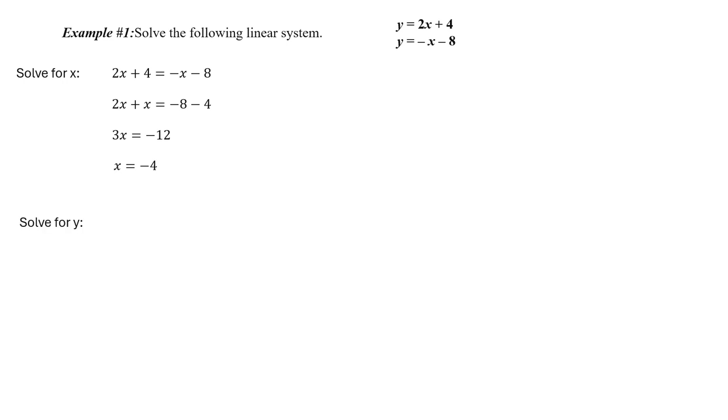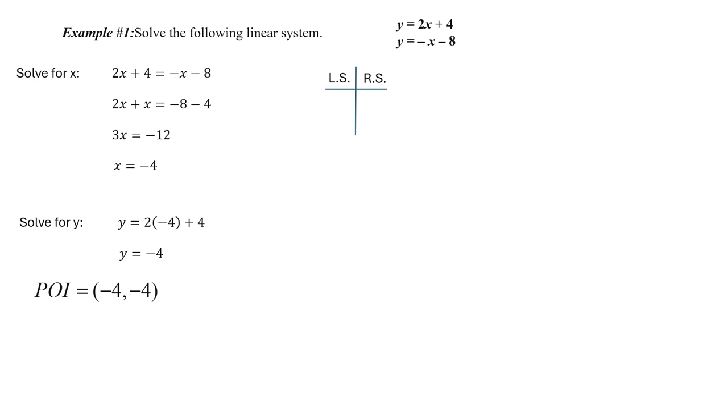Now, we can take that -4 value, plug it back into one of the equations, and solve for y. So using the first equation, we can simply say y is equal to 2 times -4 plus 4, giving us a value of -4 for y. So now we can say that our point of intercept is -4, -4.